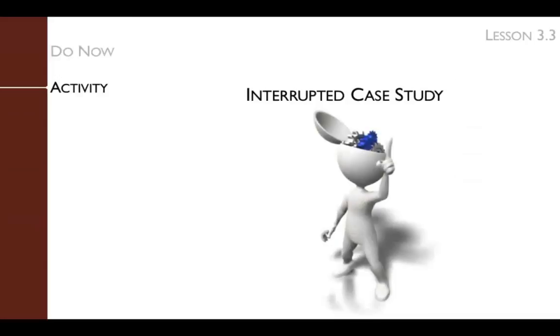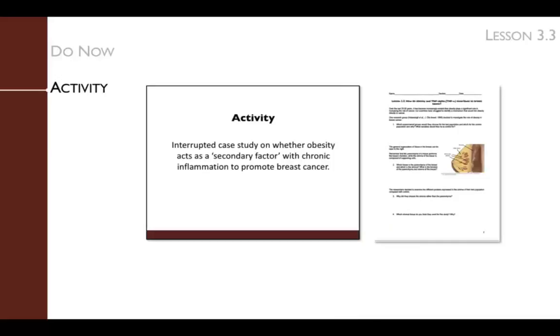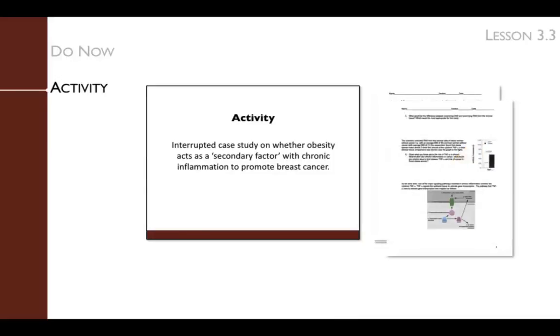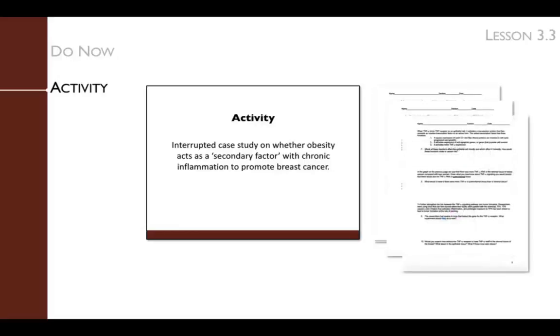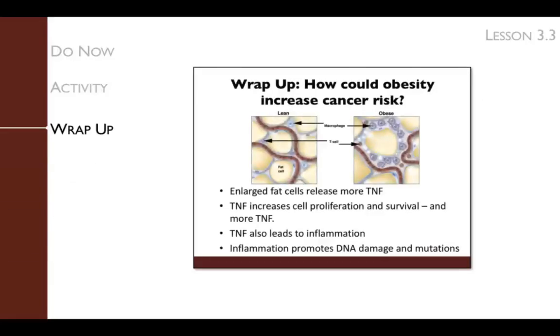In the activity, students will work in groups to complete an interrupted case study on the relationship between obesity, chronic inflammation, and breast cancer. In the case study, students will read the results of experiments conducted to investigate the role of obesity in breast cancer. They should pay attention to the study design. This case study will also incorporate concepts learned in previous lessons. We collectively interpret the results of the experiments in the wrap-up.